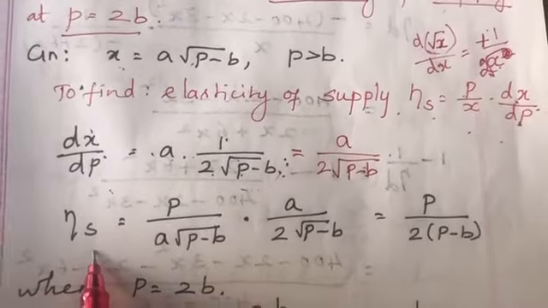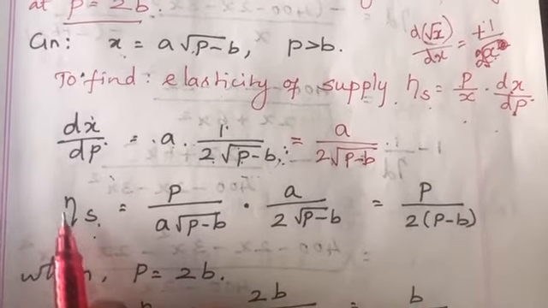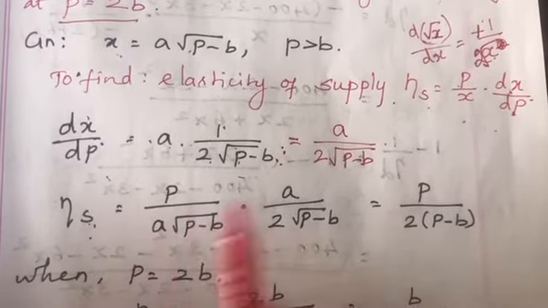Eta s, the elasticity of supply, is equal to p by x.